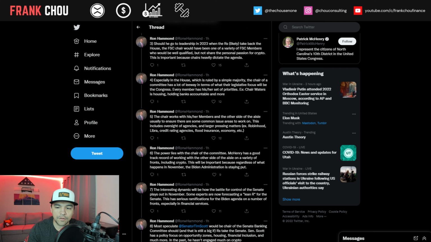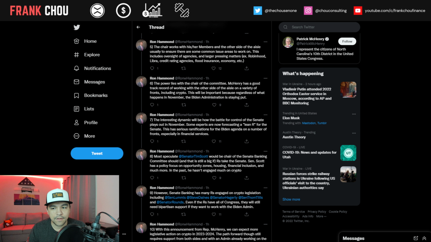This includes oversight of agencies and larger pressing matters. For example, Robinhood, when that was a big deal last year, Libra, credit rating agencies, flood insurance, the economy, and more. The power lies with the chair of the committee. McHenry has a good track record of working with the other side of the aisle on a variety of fronts, including crypto.